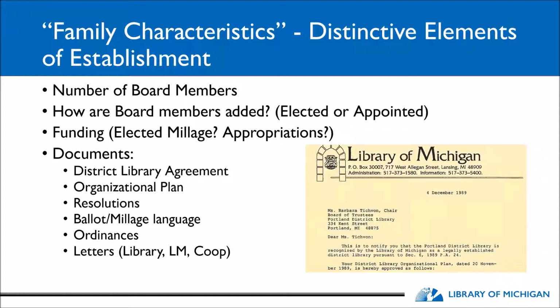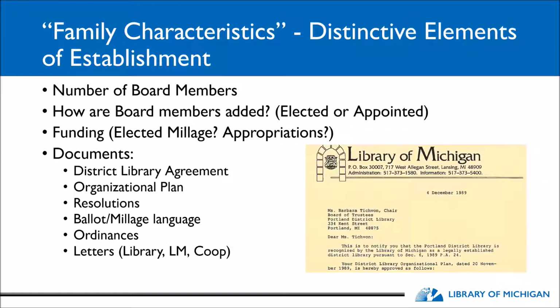If you have ballot or millage language, most PA 164 libraries are established just through the ballot language. So if all you have is ballot language and you have an elected board, then chances are you're a PA 164 library. If you have ordinances that govern your library that were created specifically for a public library, then you likely are a city Section 1 library or a home rule city library.